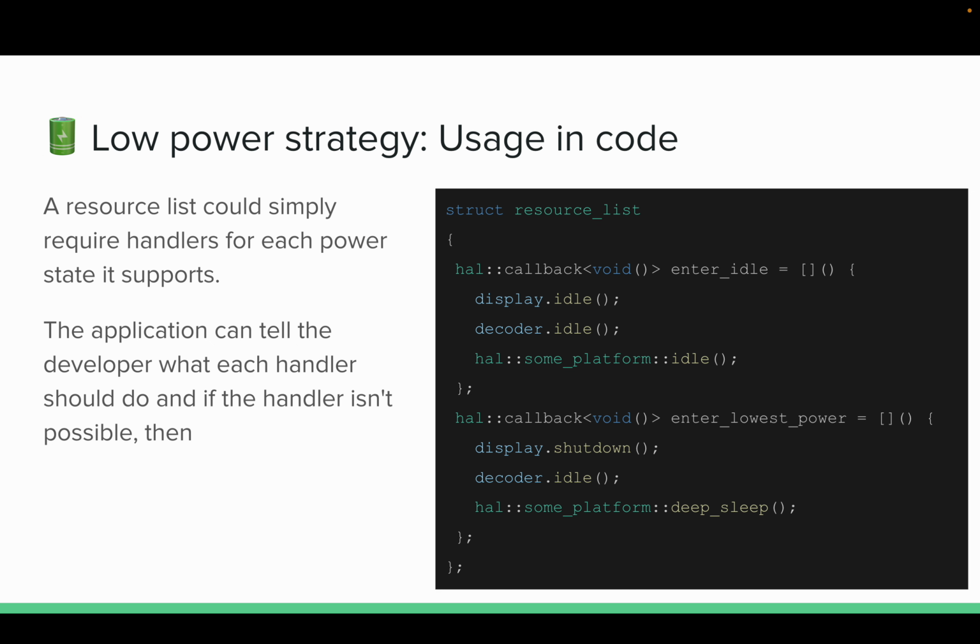And how you actually use this in the code, basically in your initialize function, or wherever you're constructing your resource list, the resource list could just simply have an inter idle and an inter lowest power state. So in this case, when you have inter lowest power, you could just have display shutdown, decoder idle, and then put the device into deep sleep. Whereas with inter idle, you idle the display, you idle the decoder, and then you idle your platform.